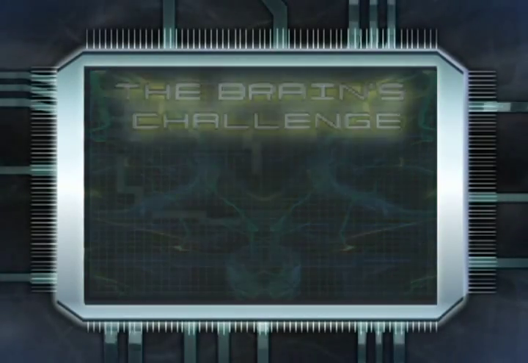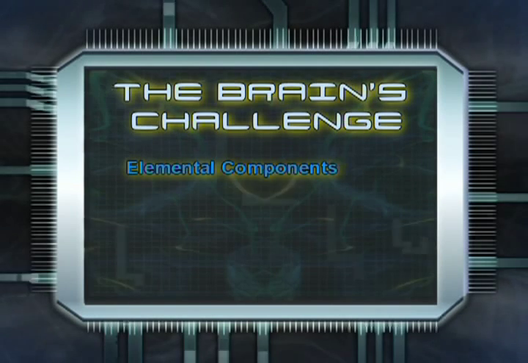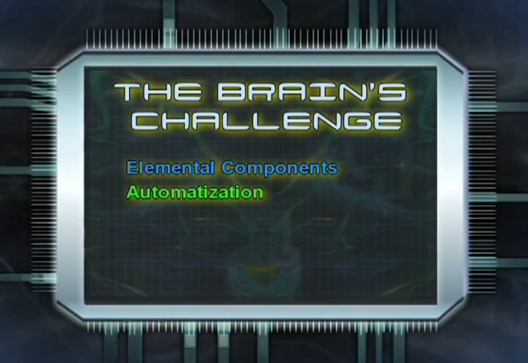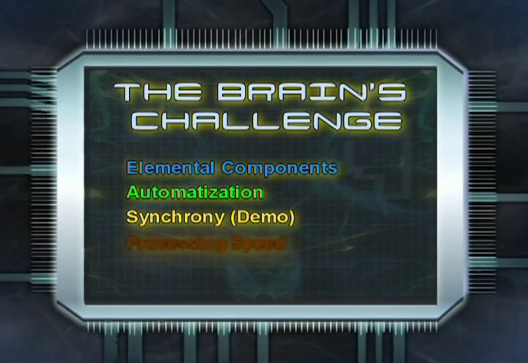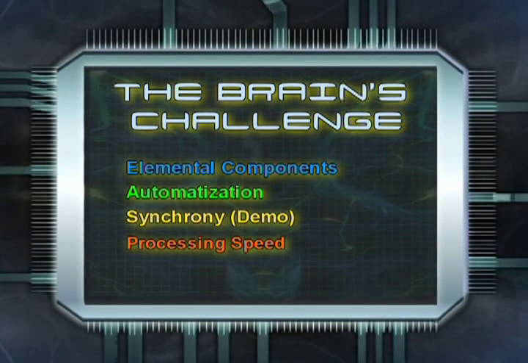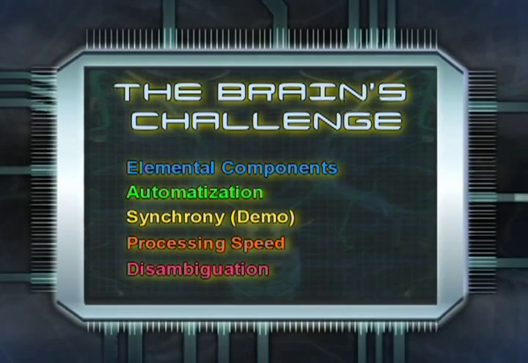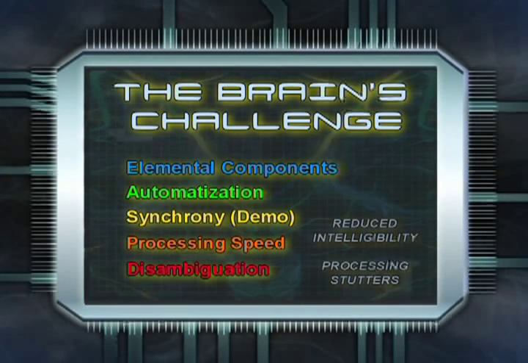To better understand these processing challenges, it's important to deconstruct them and break them down into their constituents, the components out of which the brain generates this. So first we have the elemental components, and then automatizing the processing of the components, synchronizing the automation processes, and processing all of the above fast enough to have enough time to work through the confusions before the processing stutters up and attention drops out.